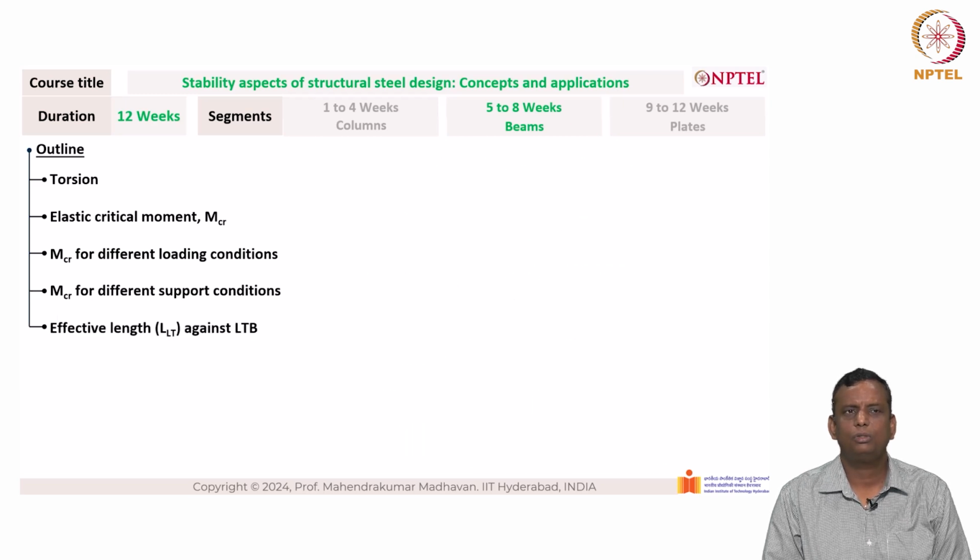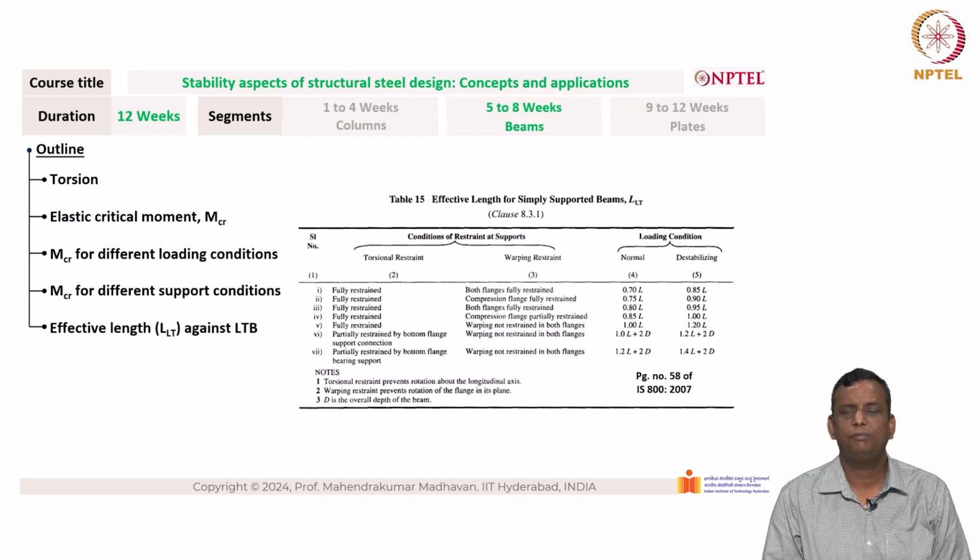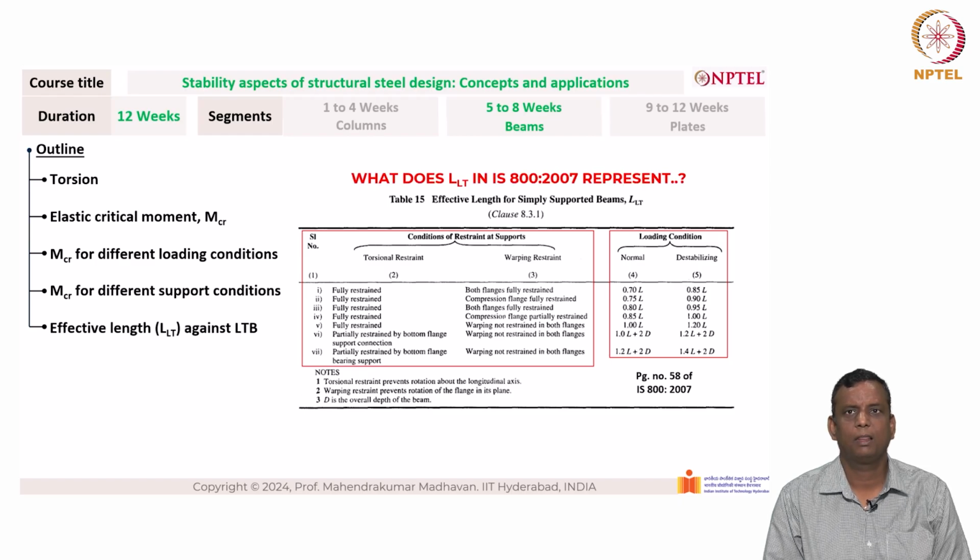Next we will talk about effective length L sub LT against lateral torsional buckling. Table 15 of IS 800 gives you the effective length for simply supported beams, L sub LT, and there are two types of restraints. One is a torsional restraint, another is a warping restraint. We will also talk about loading condition, which is normal, as well as destabilizing. This is given on page number 58 of IS 800 2007.